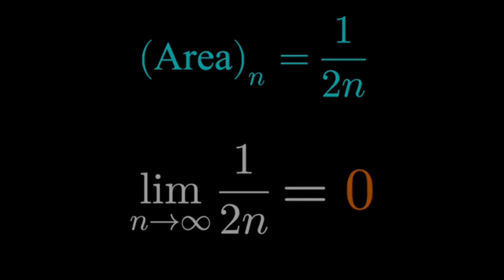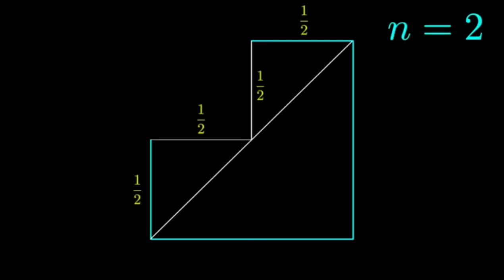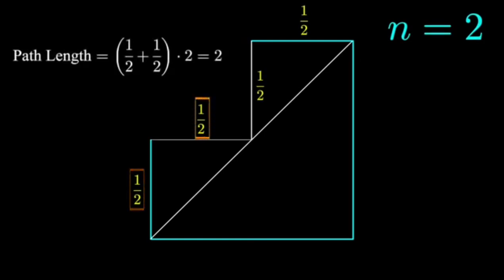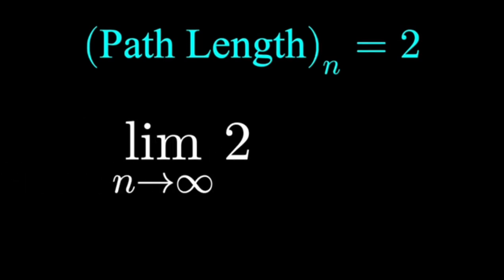However, if we do a similar process for the lengths of these paths, starting at n equals 1, the staircase has path length 1 plus 1 is 2. At n equals 2, the staircase has path length 1/2 plus 1/2 times 2 is 2. Our path length is 2 regardless of what the iteration number is, and if we take the limit out to infinity, the limit of a constant is a constant, we still get 2.